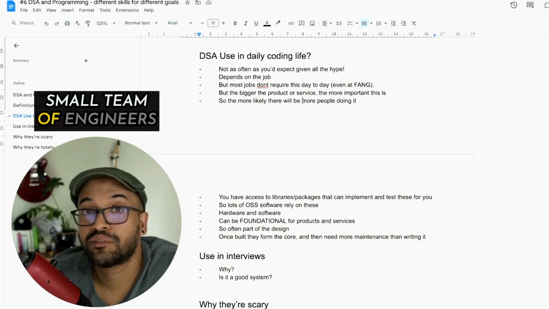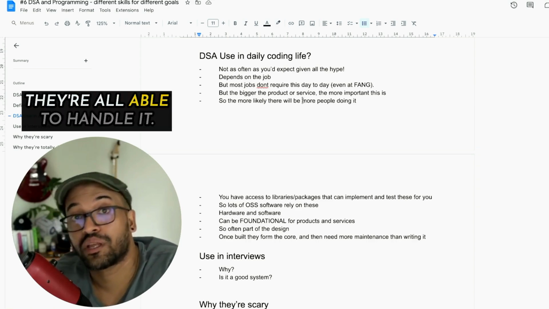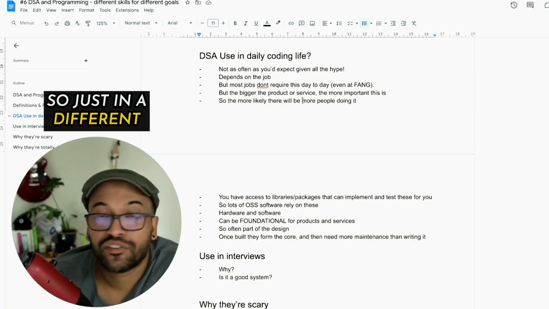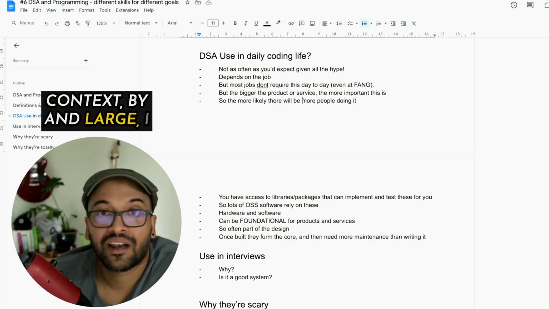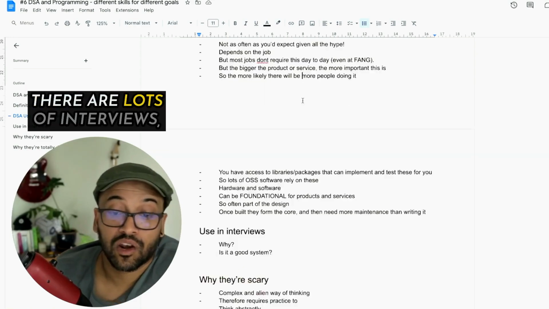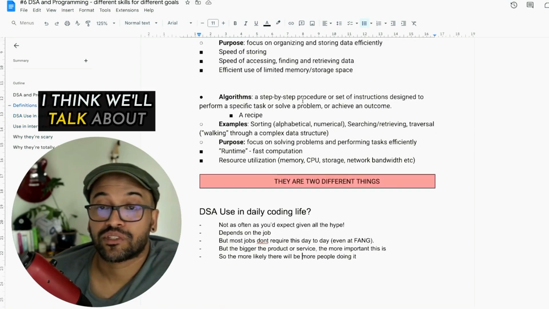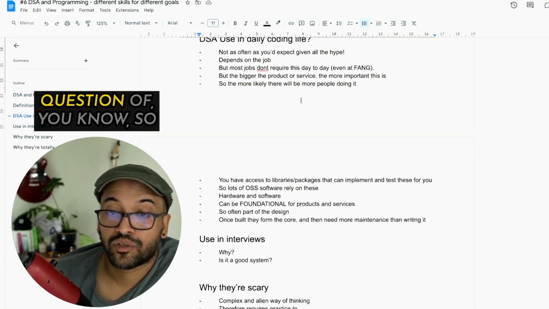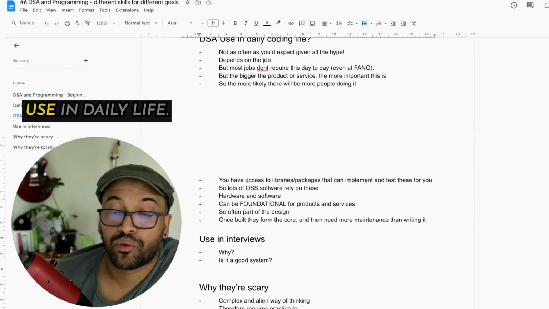people who are doing it will be using it much more, which is why sometimes very sophisticated, very complex products can have a small team of engineers if they're all senior, because they're all able to handle it, right? And so they may recruit accordingly. So just, different contexts. By and large, I haven't seen it that much. And I'll even talk about whether lots of interviews use it or not. I think we'll talk about that later on. But let's get back to the question of use in daily life.